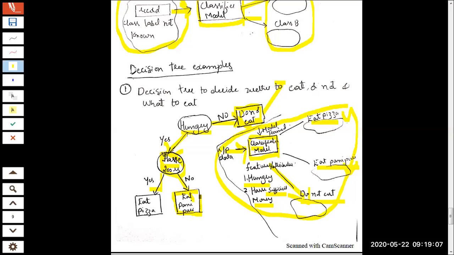So the bottom line here is you need to build a classifier with training, with supervision. You need to train the classifier with features or attributes. A classifier or a classification model cannot do the task on its own. You need to train it. For training, you need to know the features, attributes, characteristics of the data. That was the first point.